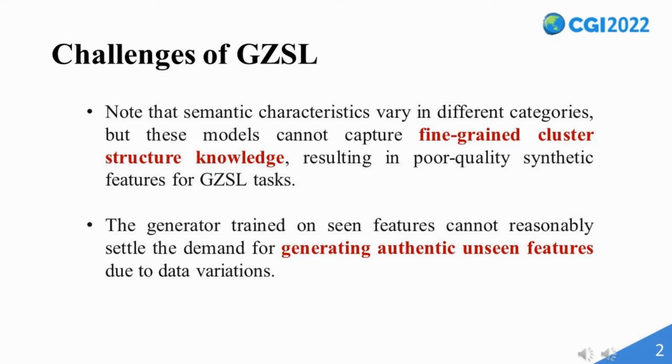Firstly, note that semantic characteristics vary in different categories, but these models cannot capture fine-grained cluster structure knowledge, resulting in poor quality synthetic features for generalized zero-shot learning tasks. Secondly, the guidance of generator learning is heavily biased to the seen classes, while the structural information from unseen classes is ignored. Consequently, the generator trained on seen features cannot reasonably settle the demand for generating authentic unseen features due to data variations.